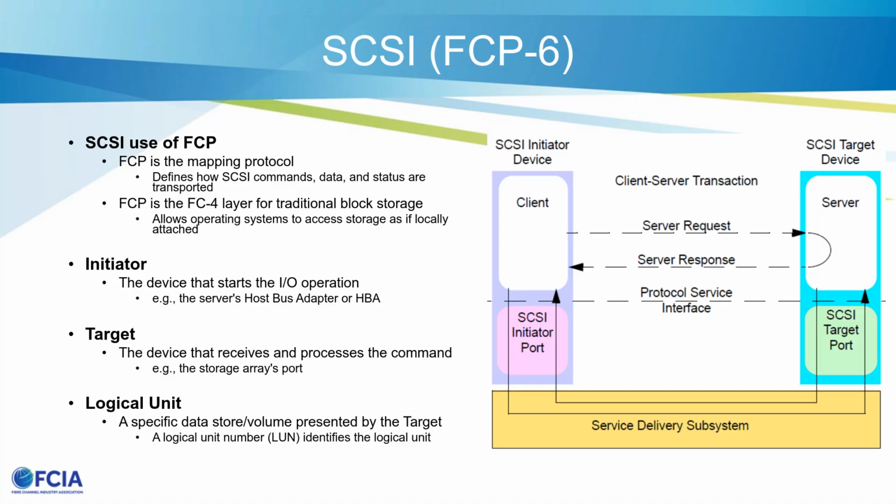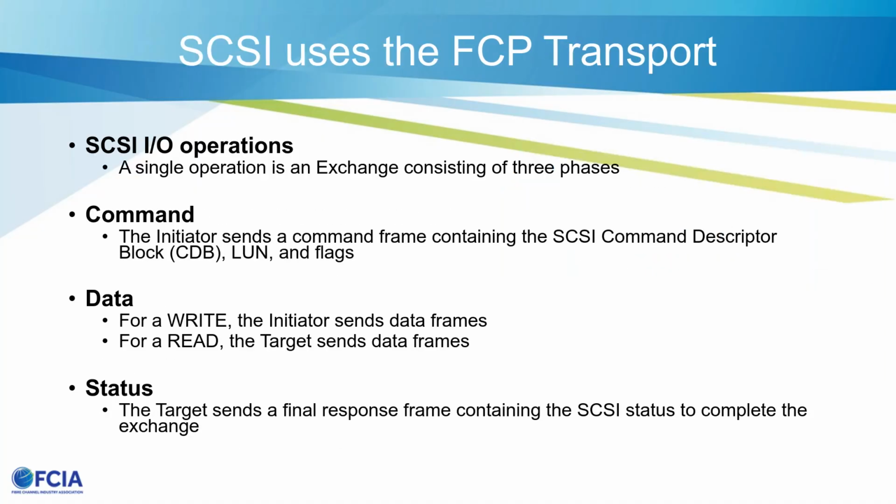A LUN is a logical unit number, which is an identifier that specifies specifically which data store or volume we want to access. All of this information is encoded inside of the CDB of the upper layer protocol. So now let's take a look at how this is mapped from SCSI to the FCP transport.